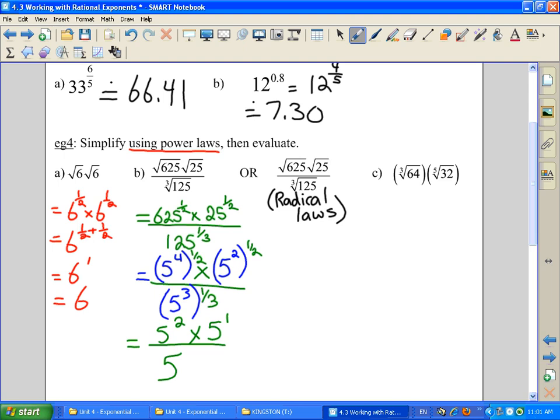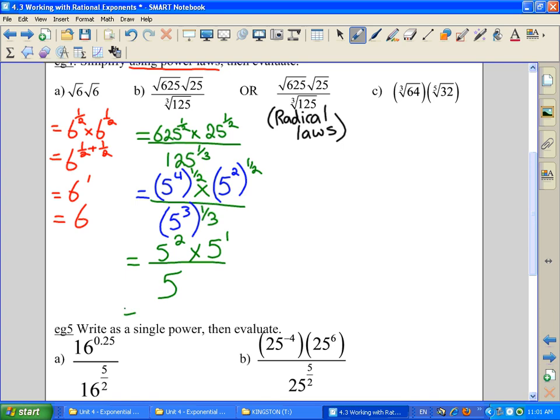And then you can use your exponent laws, because that's what it tells you to do. So it's going to be 5 to the 2 plus 1, because you're multiplying. And then you're going to subtract 1 because you are dividing. So again, these two cancel out. So you're left with 5 to the power of 2, which equals 25.